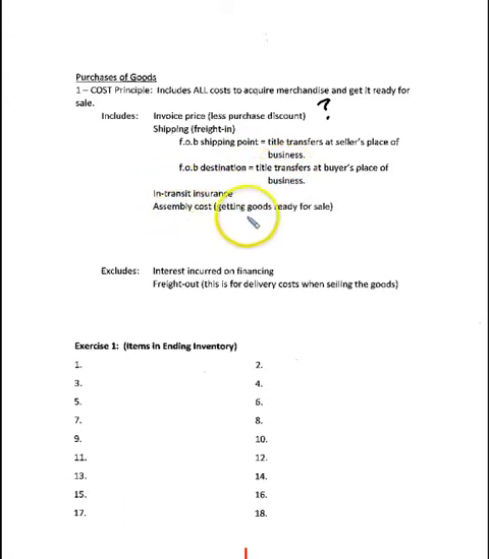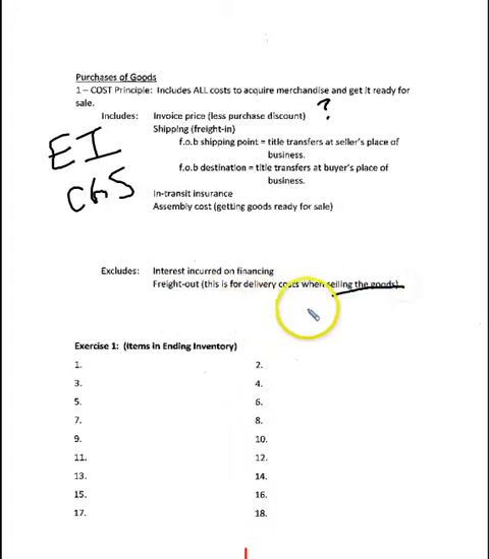In-transit insurance, assembly costs, all of those are part of the cost of ending inventory, and then of course ultimately cost of goods sold. It would not include interest if we have to borrow money to finance purchasing our inventory, or freight out costs, because that's the freight we pay if we're the seller and we deliver the goods. That's just a selling expense.